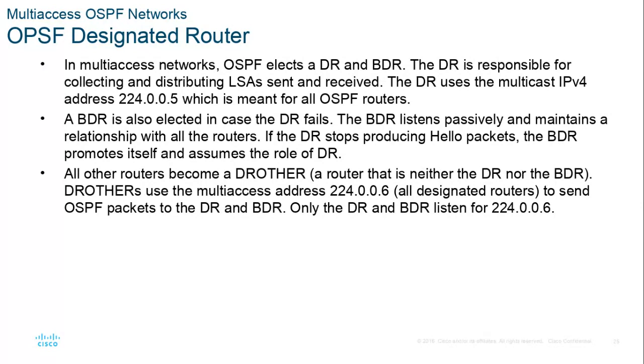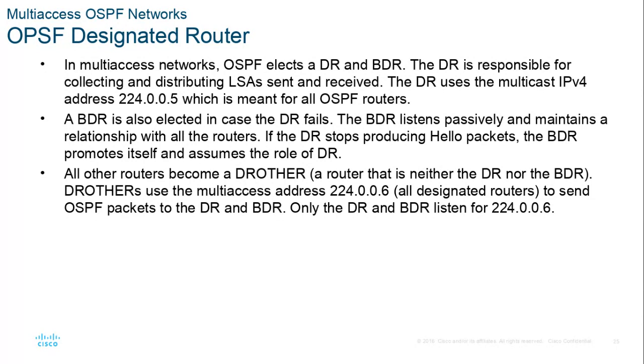All of the routers that are neither a DR or BDR are the DROthers. We saw this earlier. A router is a DROther. It's neither the DR nor the BDR. So they use that multi-access address of 224.0.0.6, all of the designated routers, and they send their routing table updates to the designated router, and by the way, also to the backup designated router, because if he's going to take over any second instantaneously, he has to be just as updated as the designated router is. So they both listen to all updates.